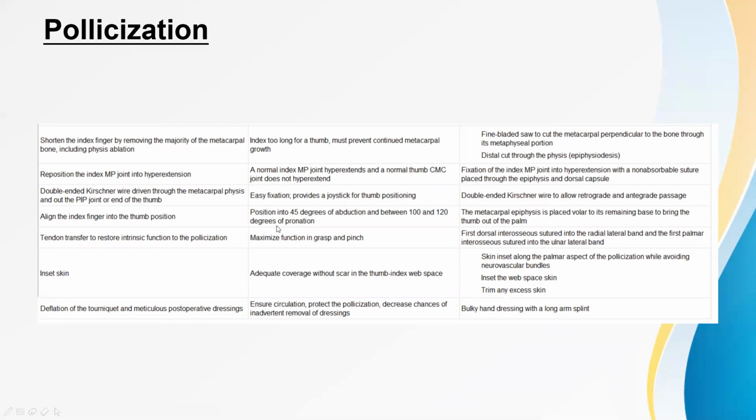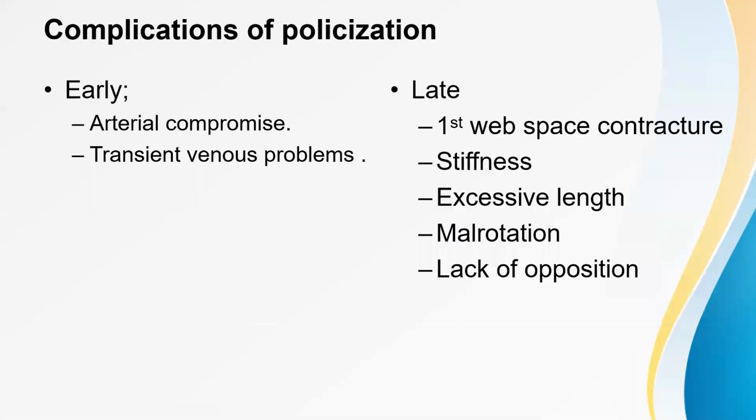And then the final alignment of the index should be maintained in 45 degrees of abduction and between 100 and 120 degrees of pronation at the level of the interphalangeal joint of the adjacent finger. And finally, we need to deflate the tourniquet after skin closure to make sure that there is no vascular compromise whatsoever of the arterial or venous side.